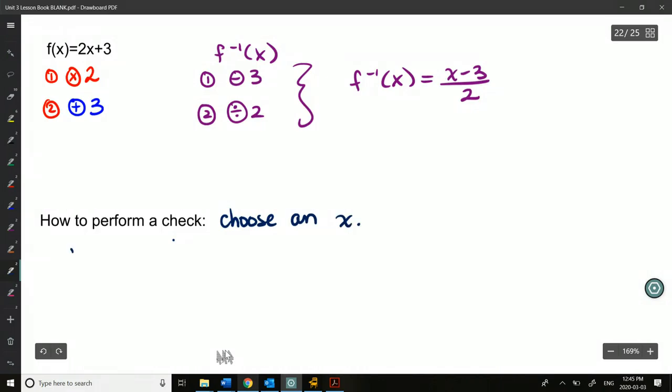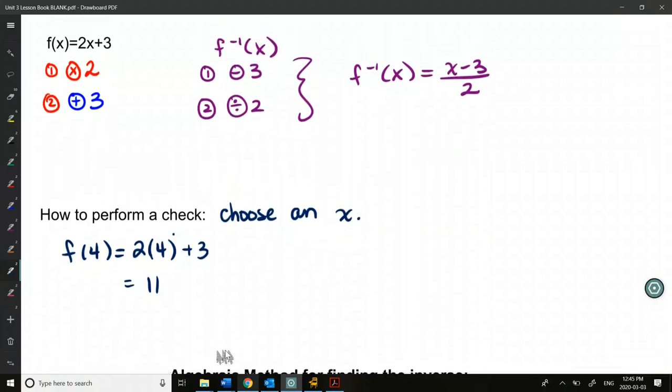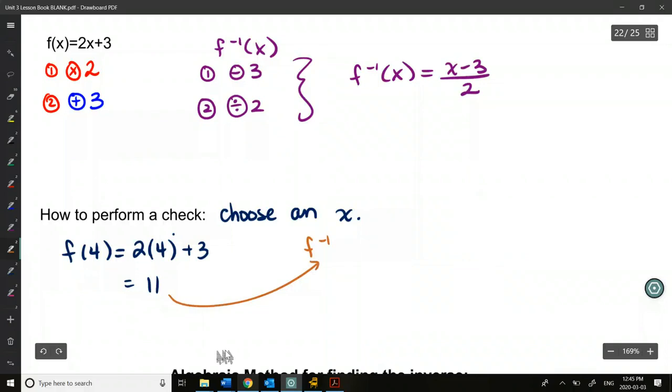Okay, we choose 4, so we're going to evaluate f at 4. That means we'll take 4, we'll multiply it by 2, and we'll add 3. So we're going to get 11. If I've done this correctly, if I enter in that output into my inverse function, it should spit back out what I started with in the original function, which is 4.